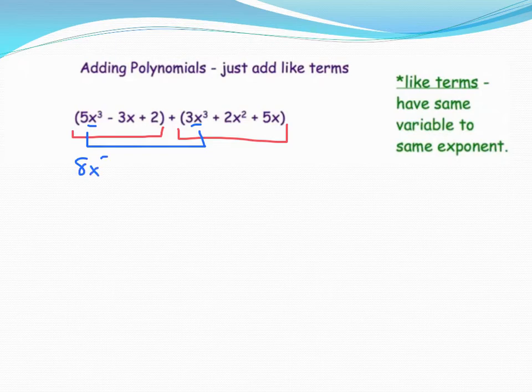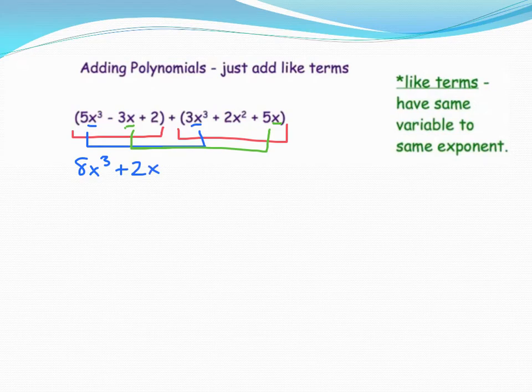That's 8x to the third. All right, moving on. I have next one, negative 3x. So notice I just have the x. Let's look over here. I have a 5x over there. So I'm going to combine these terms. So let's add them. Negative 3 plus 5. What is that? That's not 8, but that is going to be 2x.